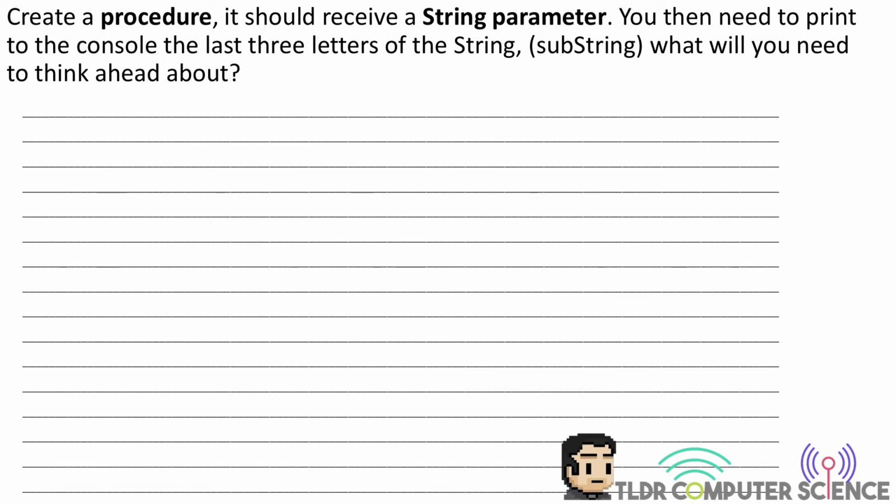Again, what we need to think about, well, what will you need to check? It will need to be at least 3 in length, right? Because if it's not 3 or more in length, then there can't be a last 3. So, again, I'm going to do the first line, same as last time. But then we'll need to check, so the same check as last time, really.